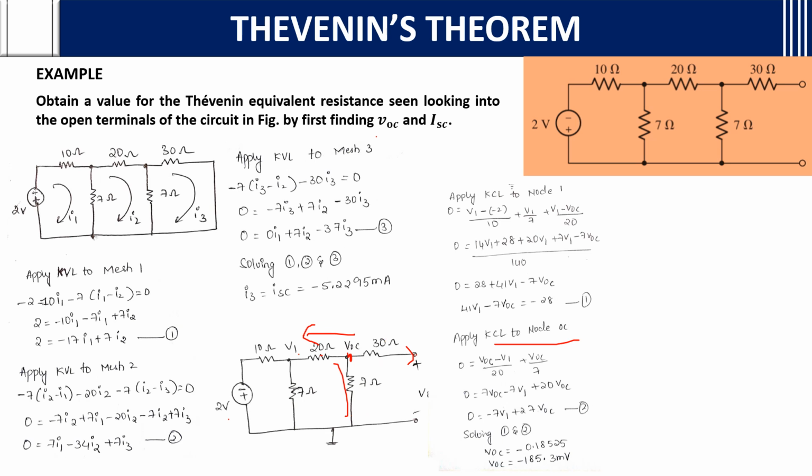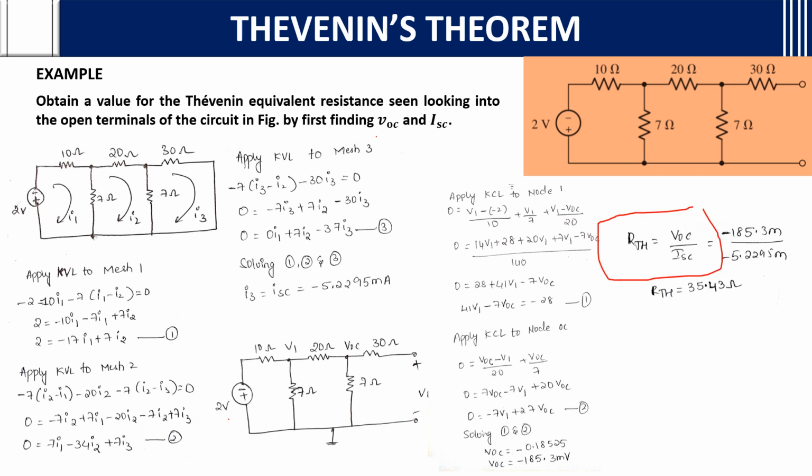Okay. Then after doing that, you get two equations. From that you can easily find VOC, the open circuit voltage, by using a calculator. VOC we will get as minus 185.3 millivolts. From VOC and ISC, by using Ohm's law, RTH is equal to VOC by ISC, V by I. If you substitute those values, you will get the RTH value.